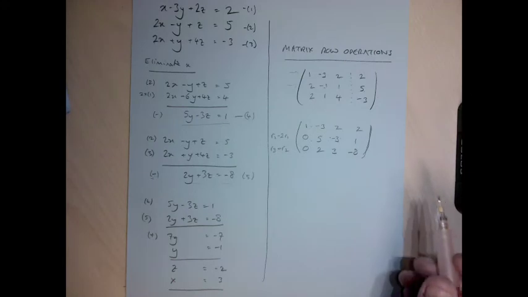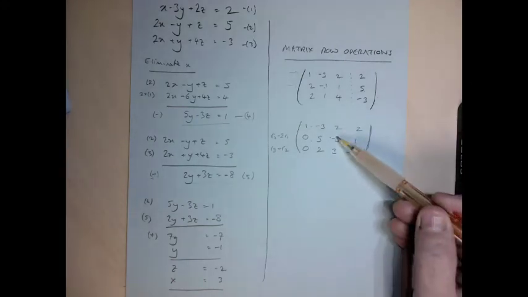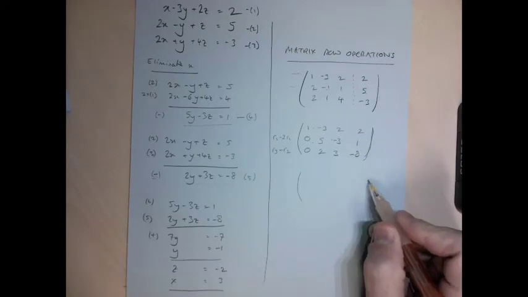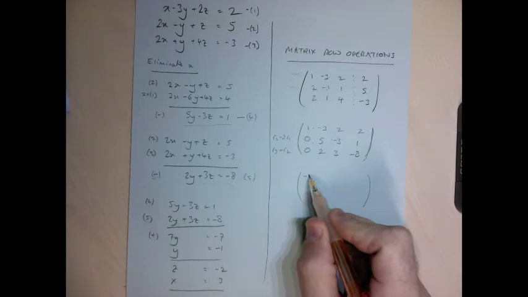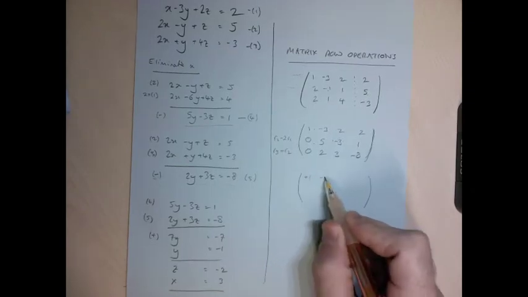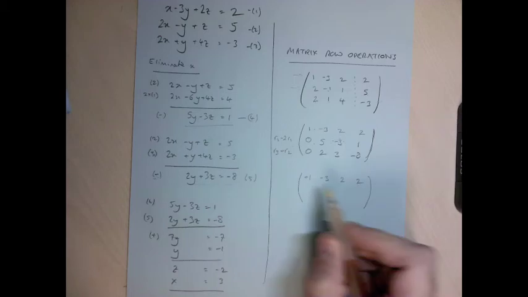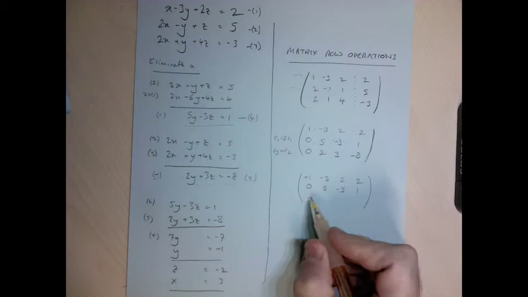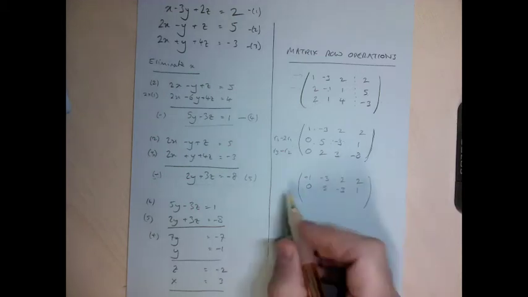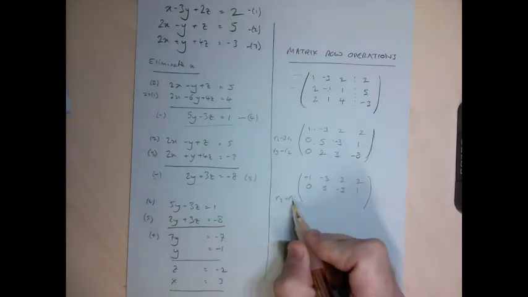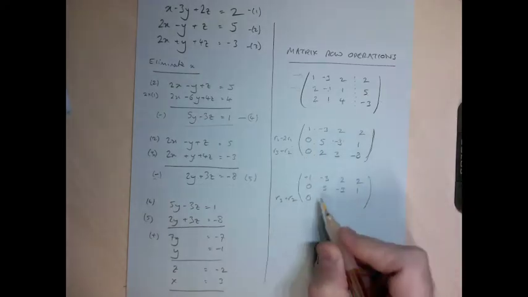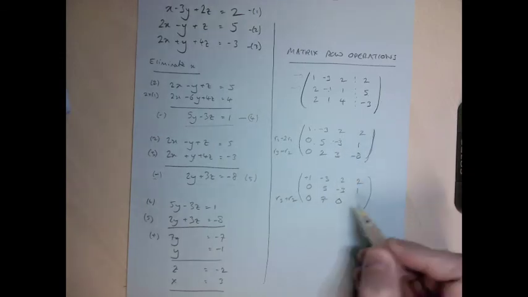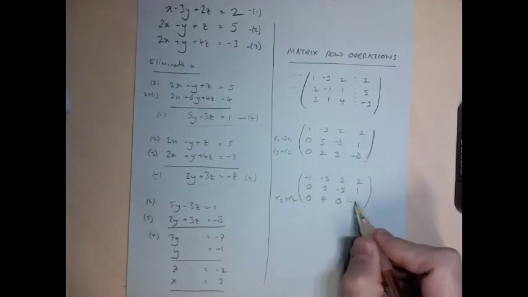The next step: I noticed that the next variable to eliminate was going to be the z, by adding these. So again, I write my matrix. My first row stays the same: 1, minus 3, 2, 2. My second row I'm going to leave the same: 5, minus 3, 1. In this step, I'm going to add row 3 and row 2. 0 plus 0 is 0. 5 plus 2 is 7. Minus 3 plus 3 is 0. And 1 minus 8 is minus 7.